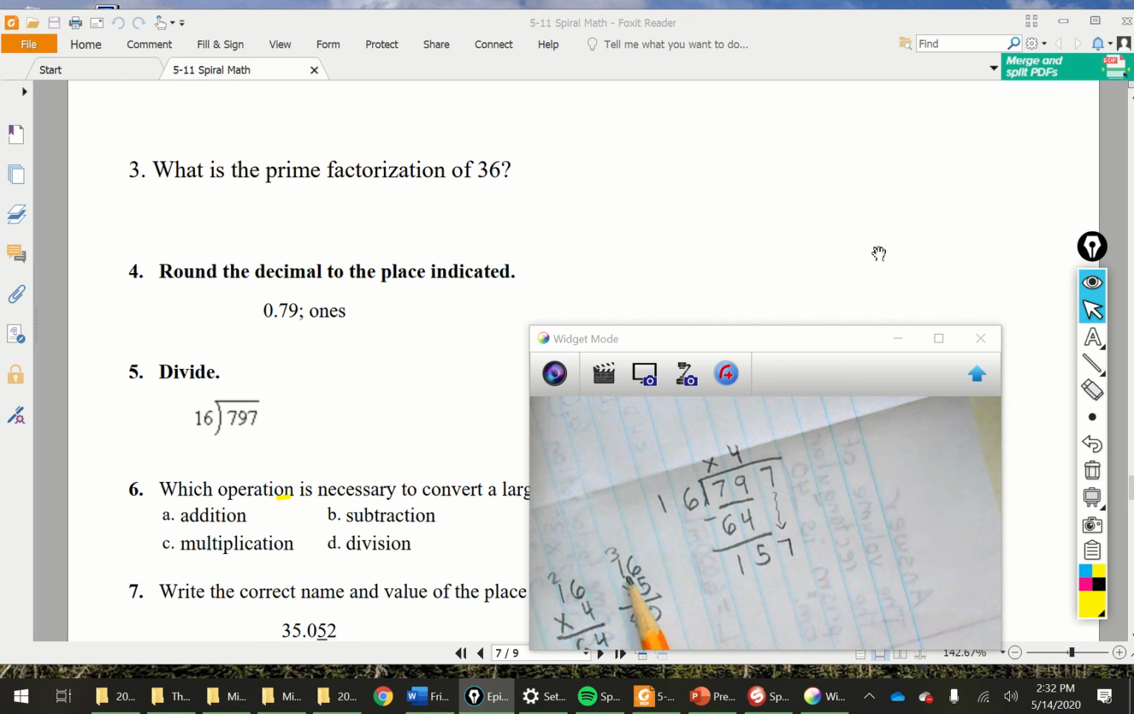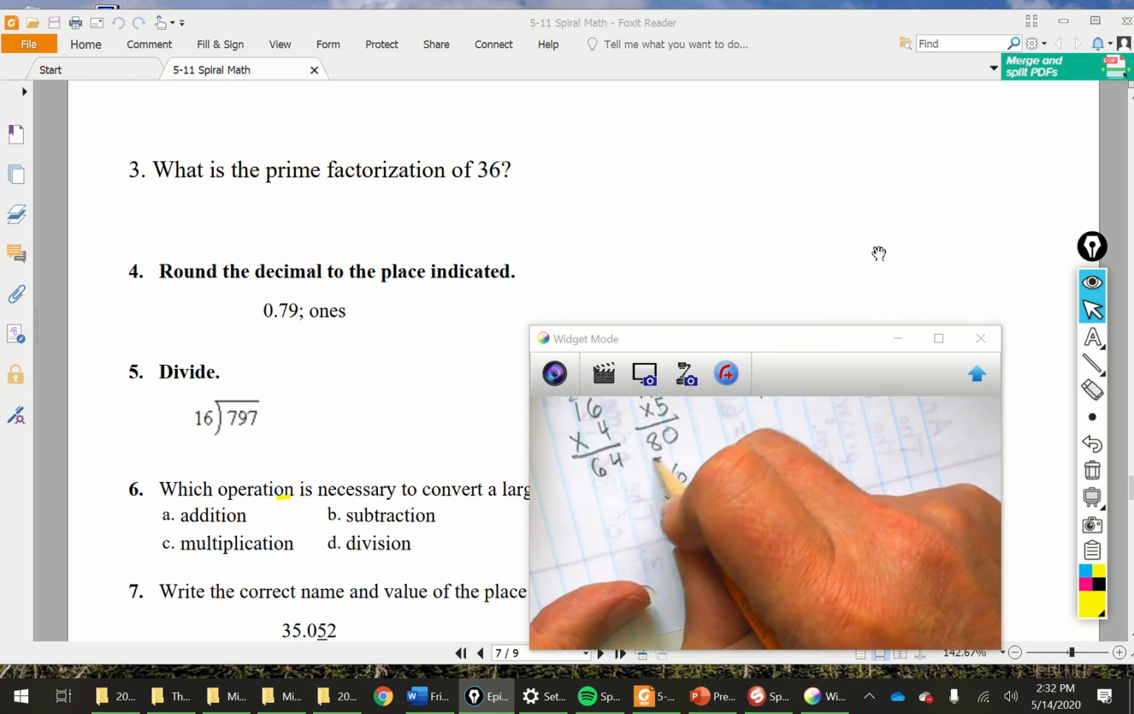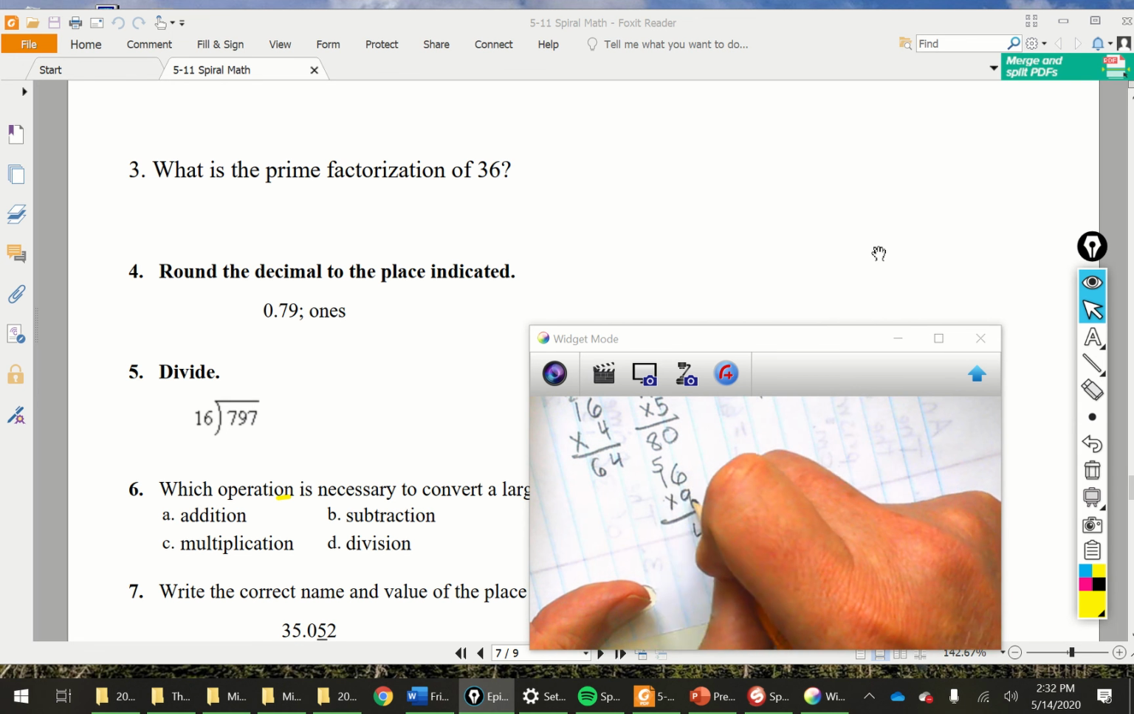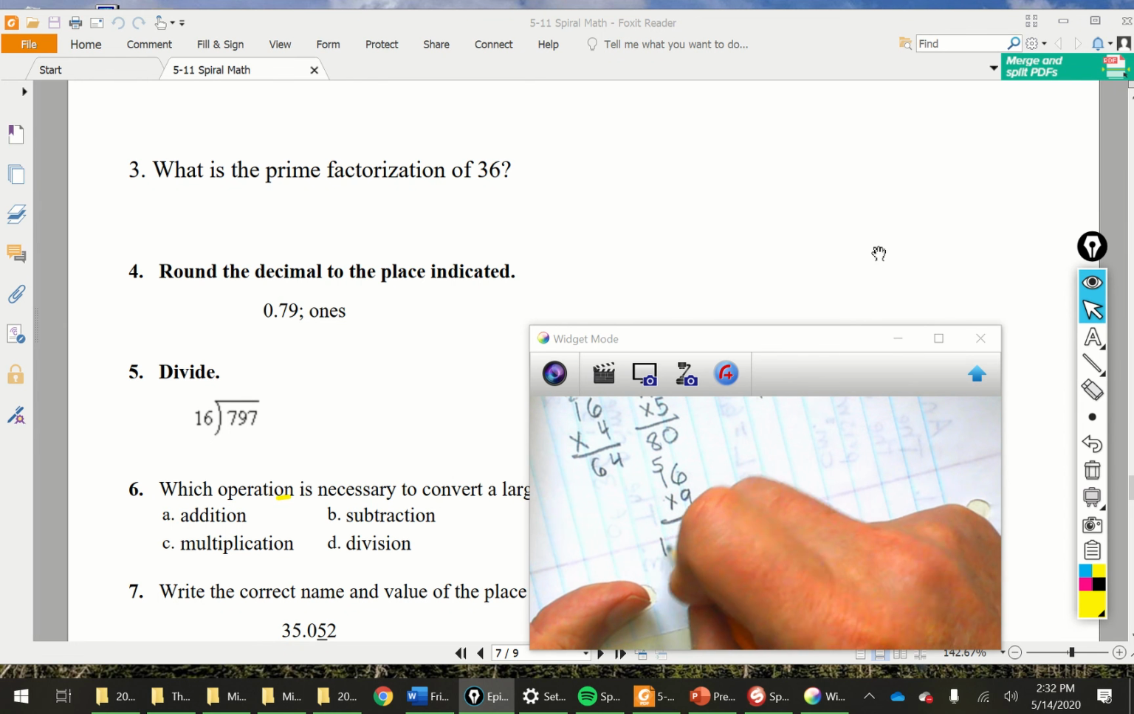Let me see here, 16 times 5 is 80. And 16 times 10 is going to be twice that, so it's 160. 160 is pretty close to 157, but it's a little too big. So I'll just go down one more. Instead of 16 times 10, I'll make 16 times 9. 6 times 9 is 54. Carry the 5. 1 times 9 is 9 plus 5 is 14, so 144.